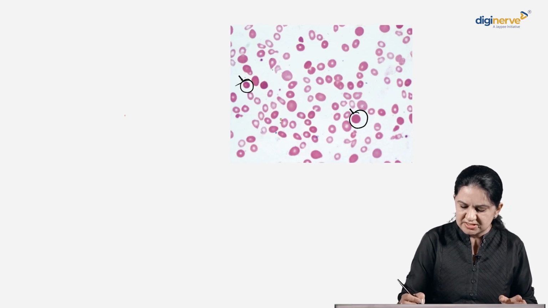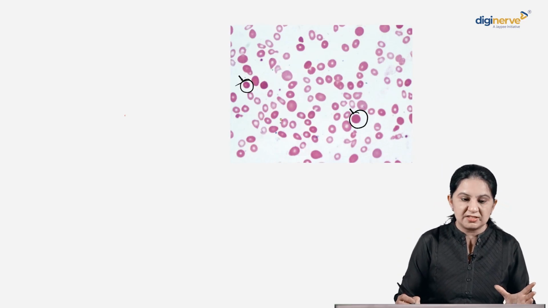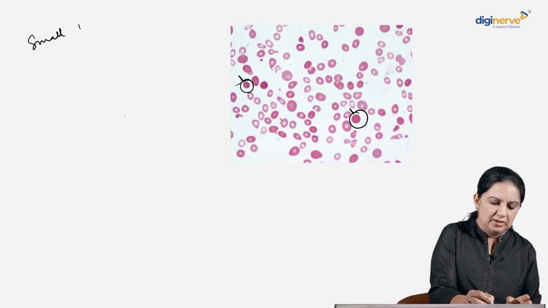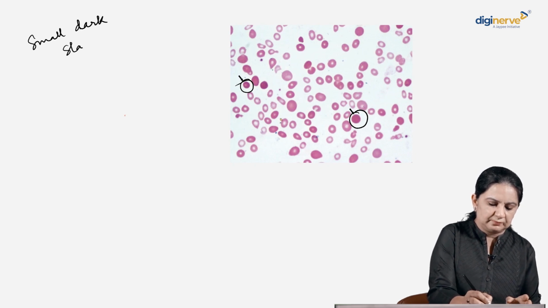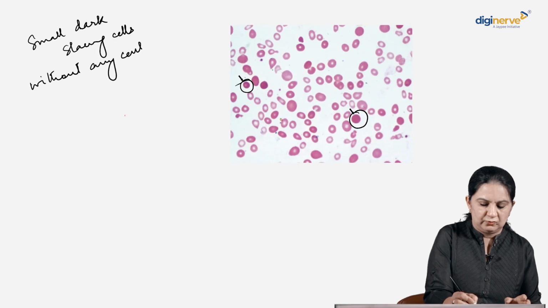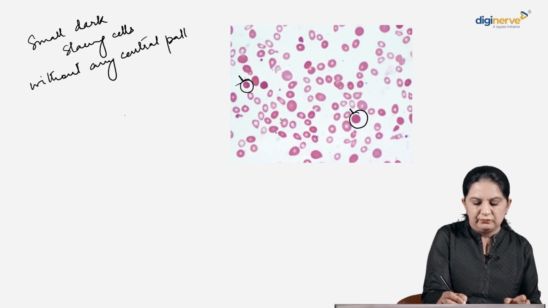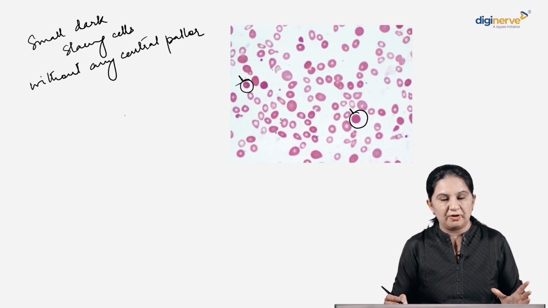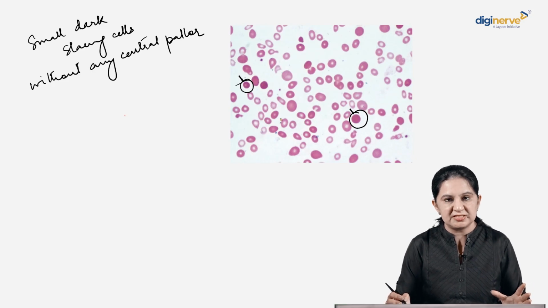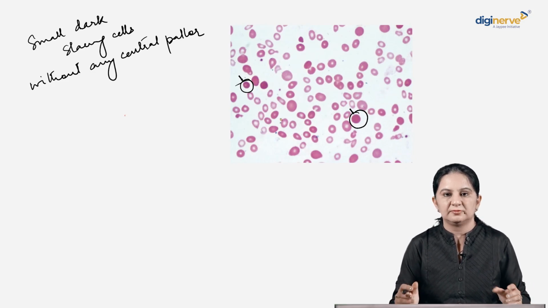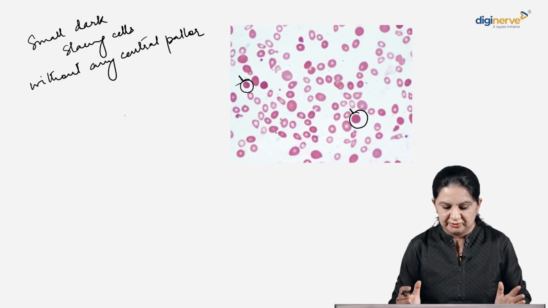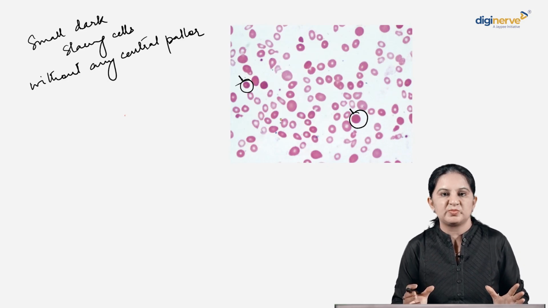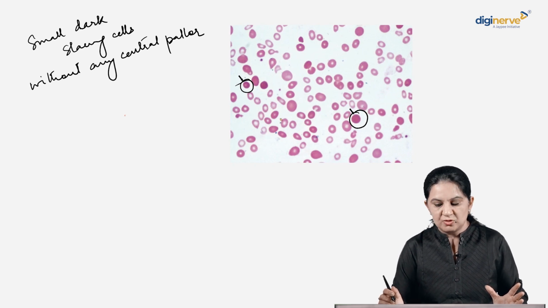spherocytes. What are spherocytes? Spherocytes are basically small dark staining cells without any central pallor. Why would there be no central pallor? We studied that the discoid shape of the cell is responsible for its central pallor. The stain was taken up by the periphery, that is why the center was pale. Now that shape has been lost, it has become spherocytes. So, there would be no central pallor.